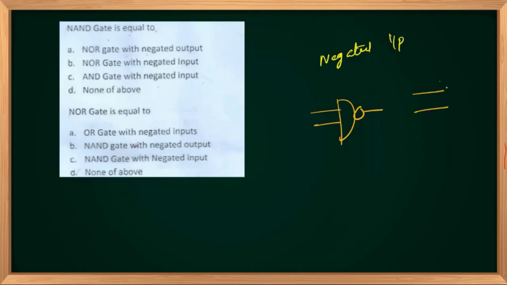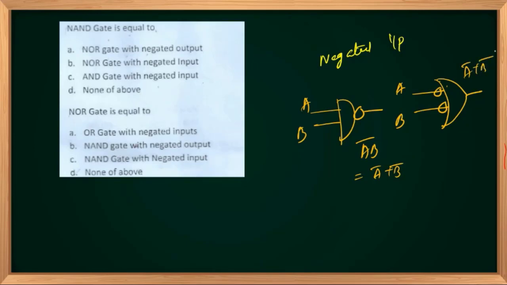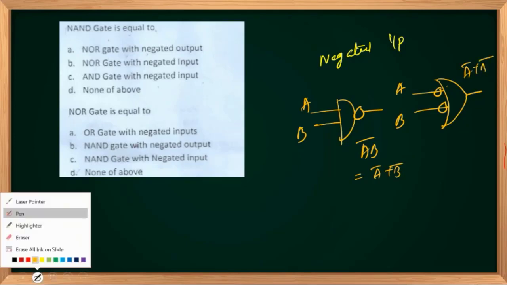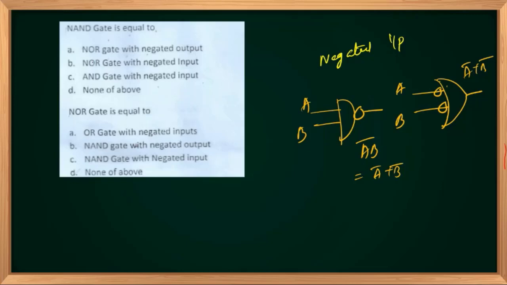Negated, or correct? A, B, A, B. You'll have A, B the whole bar. That's equal to A bar plus B bar. Right? So there is an error in the options. You can make it as an OR gate with a negated input. Right. Bubbled OR. Correct.